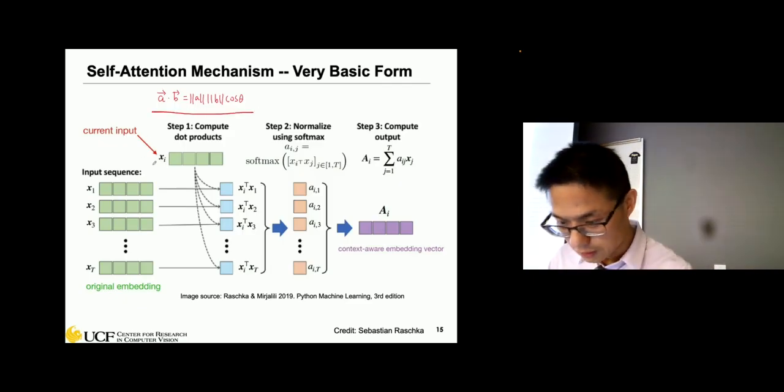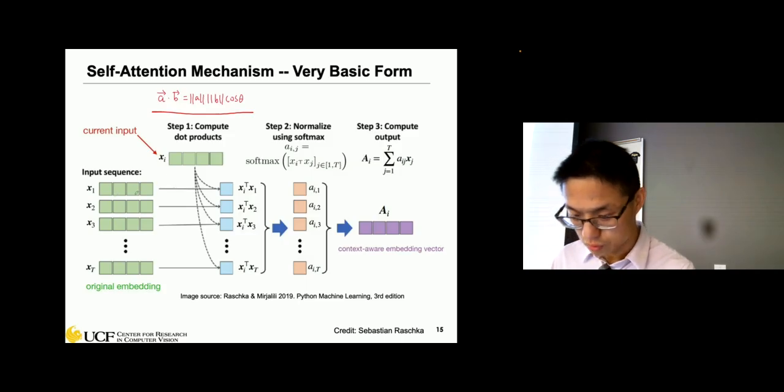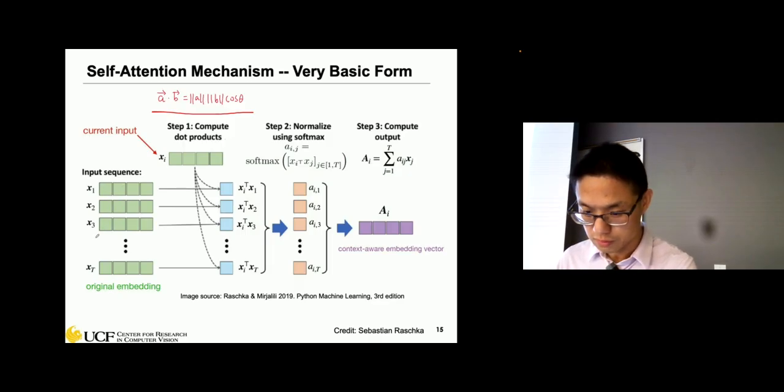Let's use this drawing to give you a very concrete example of the very basic form of self-attention. Let's consider we have an input sequence with T words or T tokens. This is the first word or first token, and we have some sort of feature embedding, like the word embedding. This can be a high dimensional vector.